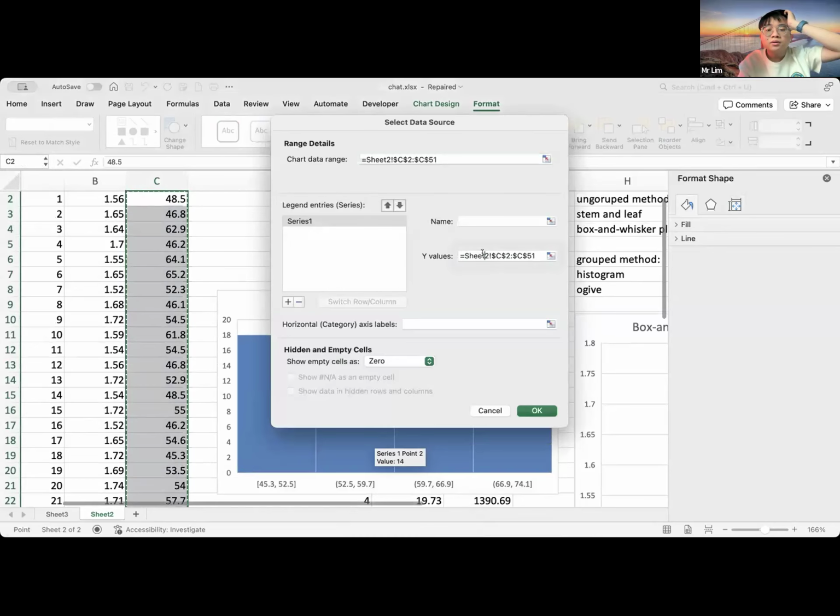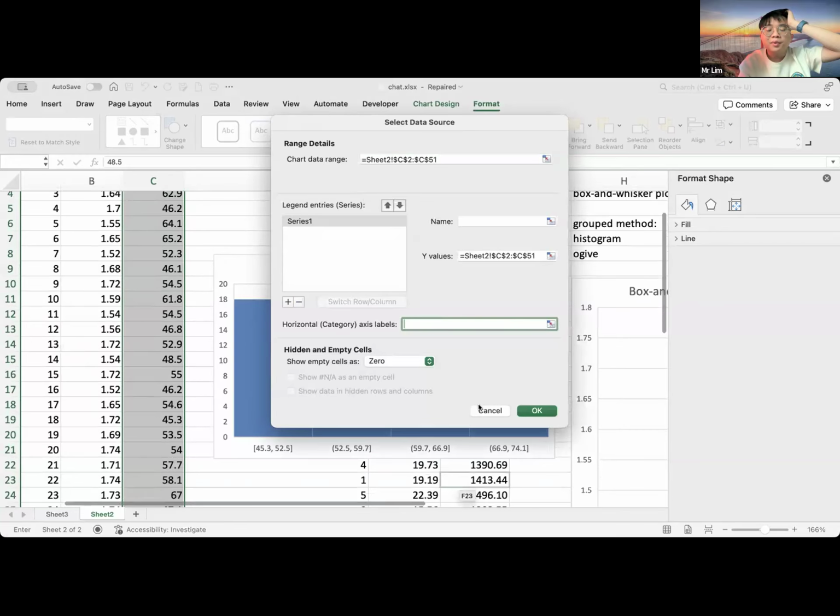Select data. Y values. Data range. Show empty cell as 0. Category label. I think you need to manually set it.